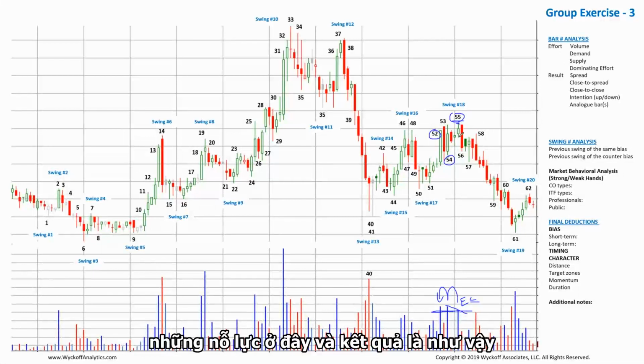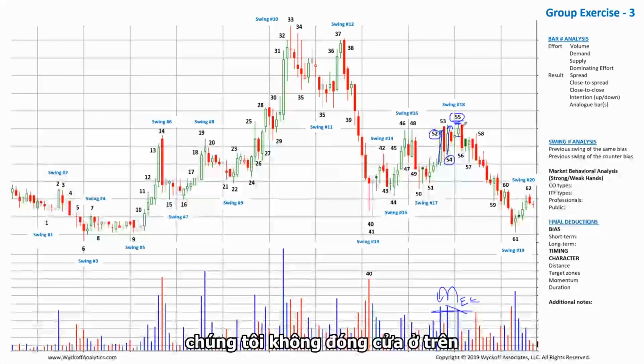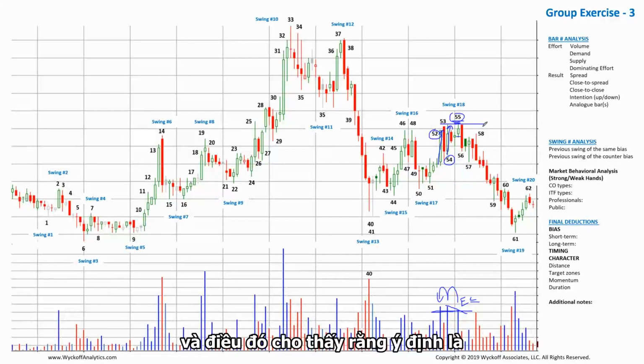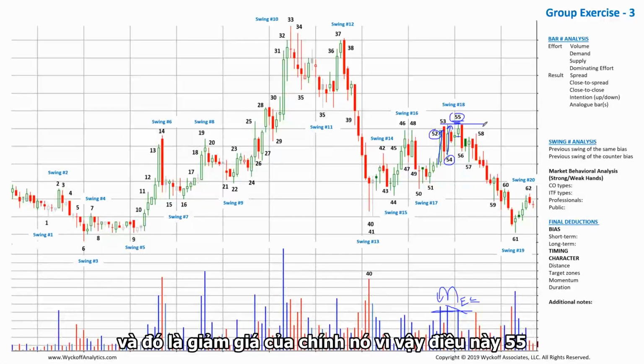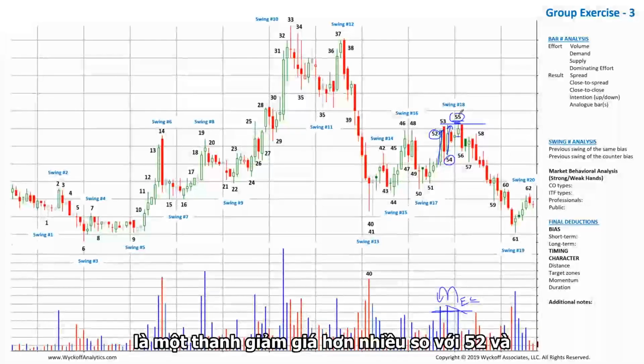And yet the result is so much smaller. We don't have the same type of spread. It's very condensed, diminished. We are not closing above the high of the 54 bar. And that suggests that the intention was not fulfilled. And that's bearish by itself. So this 55 is a much more bearish bar than 52 and 53.